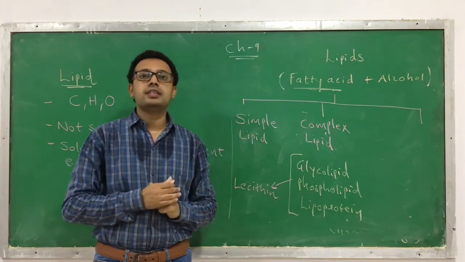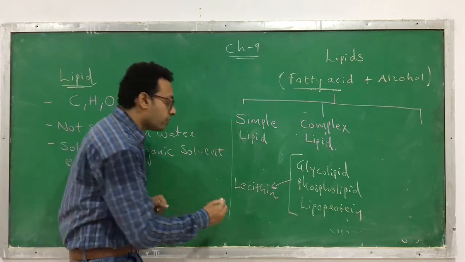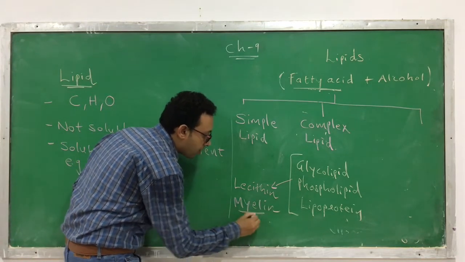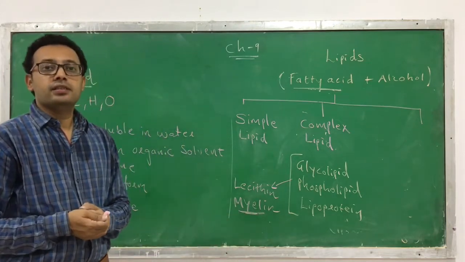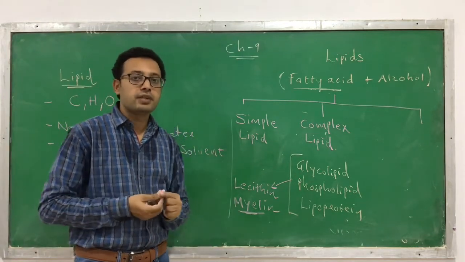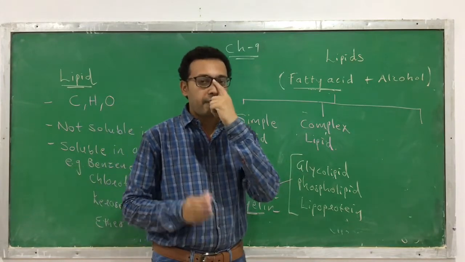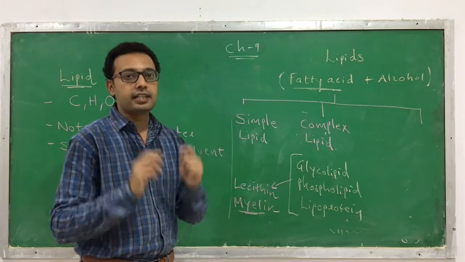You might have learned the structure of the neuron in the 9th and 10th standard, and you know that a neuron is surrounded by a myelin sheath. What is this myelin? Myelin is a complex lipid, but the complexity of myelin is somewhat higher than the other types of lipid. It prevents dispersal of current. So myelin is a lipid, a complex lipid, the second type of lipid.